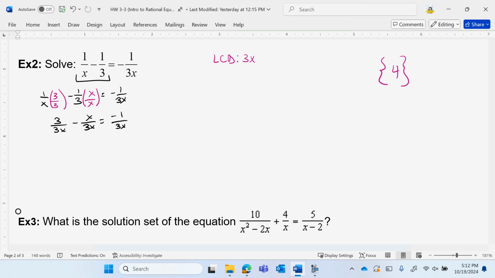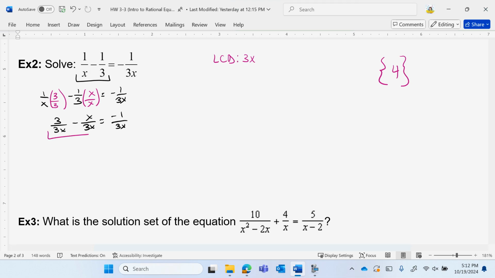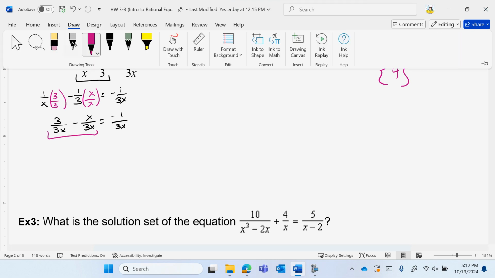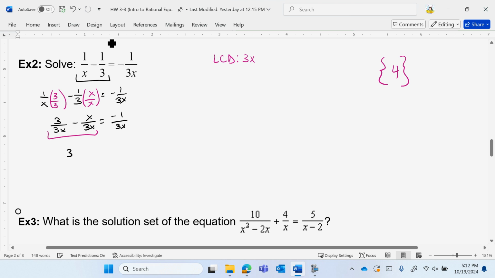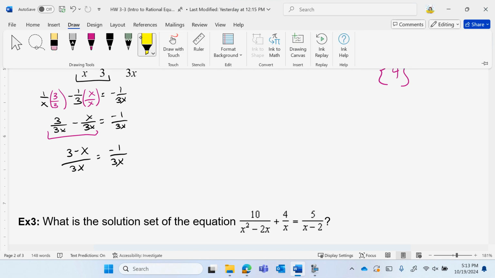By the way, guys, when the negative is in a fraction, it does not matter if the negative's out front, up top, or in the denominator. It's all the same thing. Now, finally, we can combine these 2 fractions, and we can rewrite them as 3 minus x over 3x equals negative 1 over 3x. We have fraction equals fraction, and notice how the denominators are the same.